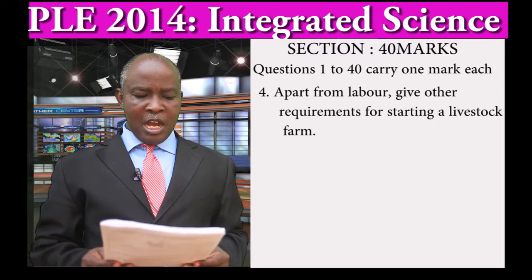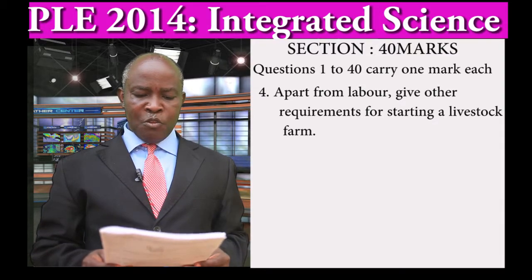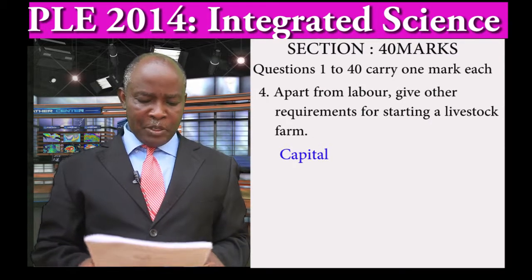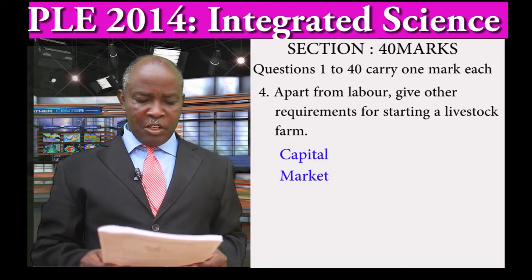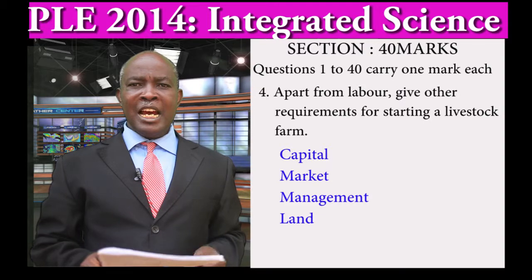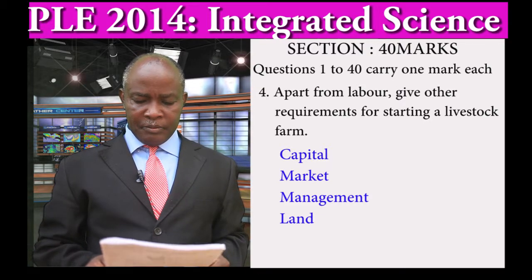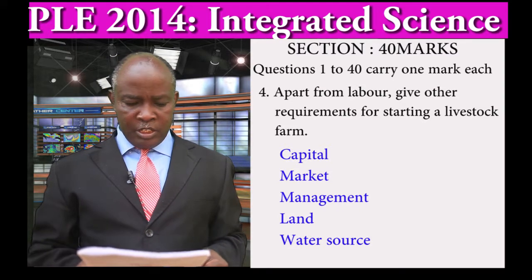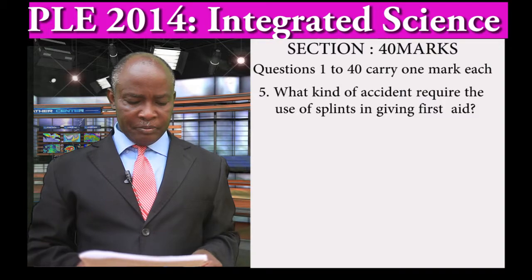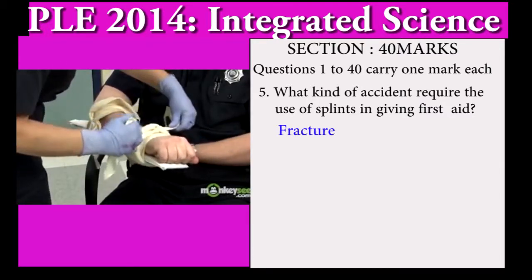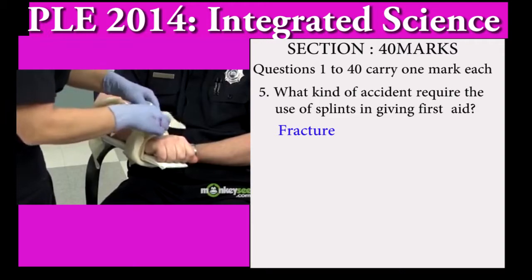Number 4. Apart from labor, give one other requirement for starting a livestock farm. You need capital, you need the market where to sell your animals, you need management, you need land where to graze your animals, you need a water source. Animals require water to live. Number 5. What kind of accident requires the use of splints in giving first aid? That is a fracture, a broken bone.